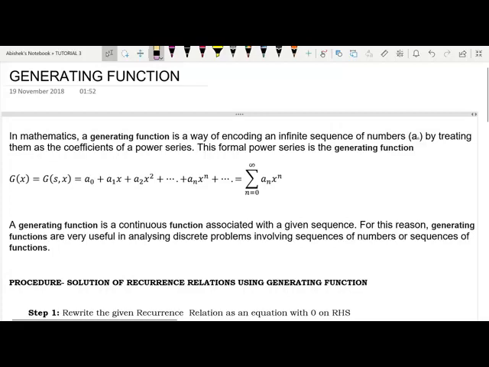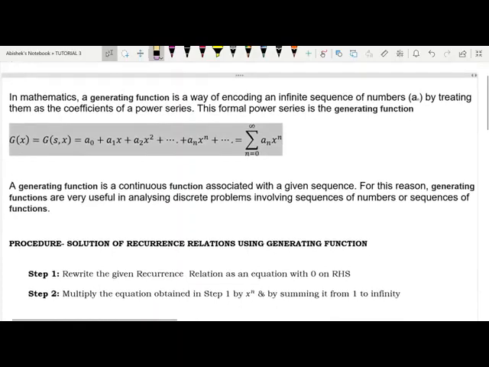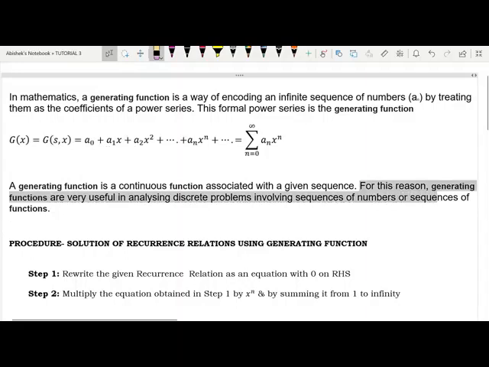Today, let me discuss generating functions. A generating function is a way of encoding an infinite sequence of numbers by treating them as the coefficients of a power series. The general form of a generating function is g of x equals summation of n equals 0 to infinity a n x power n. It is a continuous function associated with a given sequence. For this reason, generating functions are very useful in analyzing discrete problems involving sequences of numbers or sequences of functions.